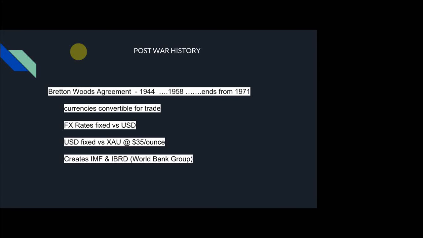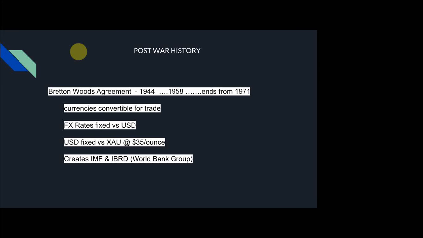So you had this agreement, and as a result the currencies of these major powers were made convertible for the purposes of trade. Do you know what freely convertible means? That you can freely exchange those currencies to pay for trade payments. The other thing that happened was that the exchange rates were all fixed against the US dollar. All the exchange rates were fixed against the US dollar.